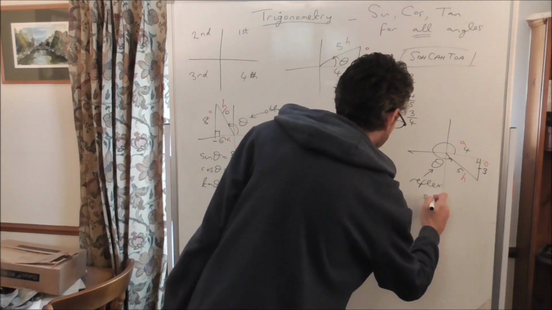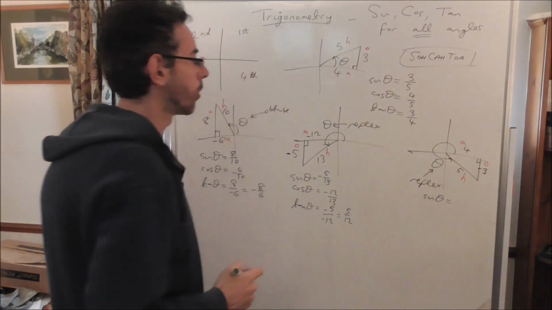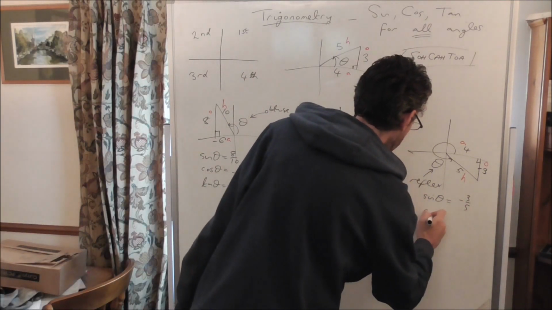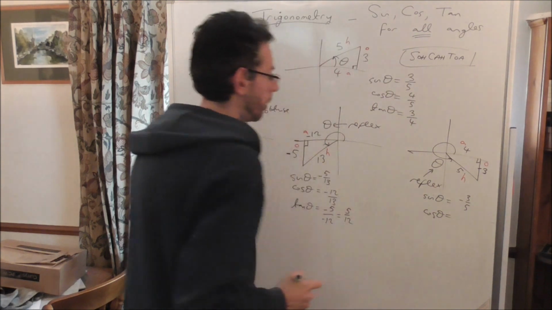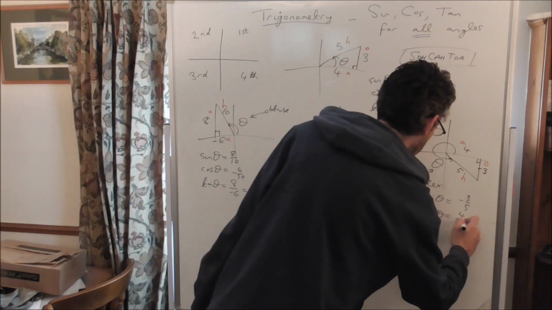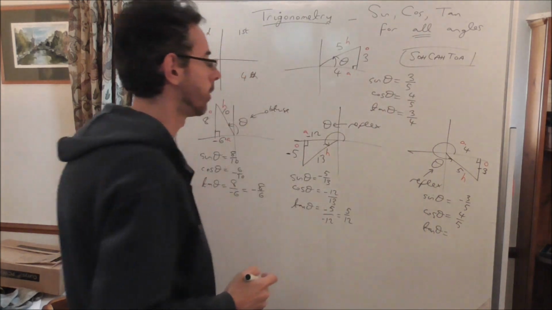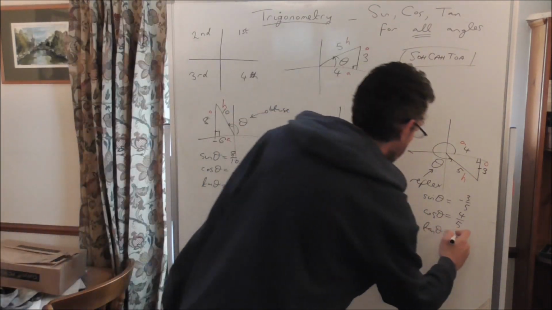So sine theta is opposite over hypotenuse, so it's minus 3/5. Cos theta is adjacent over hypotenuse, so it's 4/5. And tan theta is opposite over adjacent, which is minus 3 over 4.